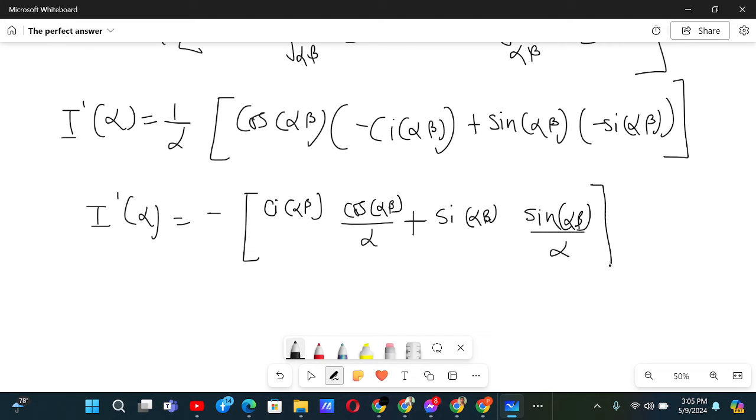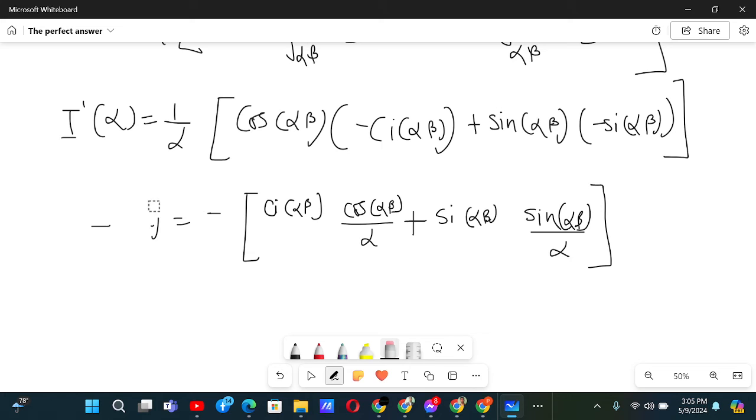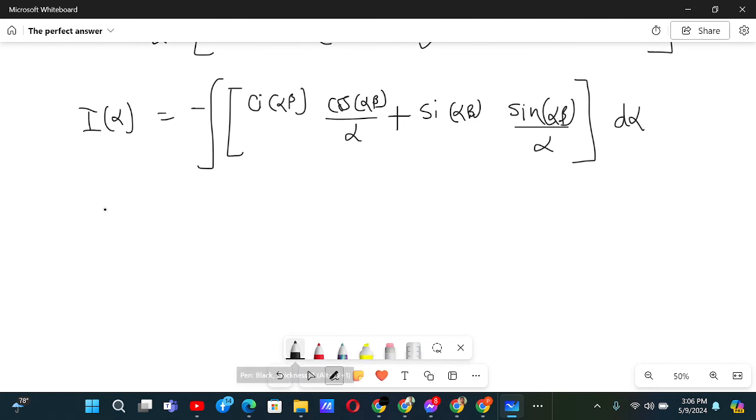We have this. Now we can remove the derivative and write this as dI, just dI. Then d alpha goes to the other side, so I of alpha will basically be its integral, with d alpha. Now again here's a kind of similar thing. I of alpha is equal to minus, and now this integral will basically be Ci of alpha beta.